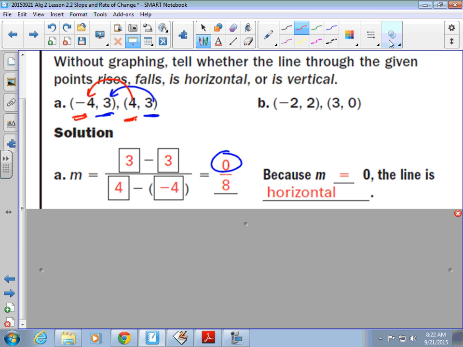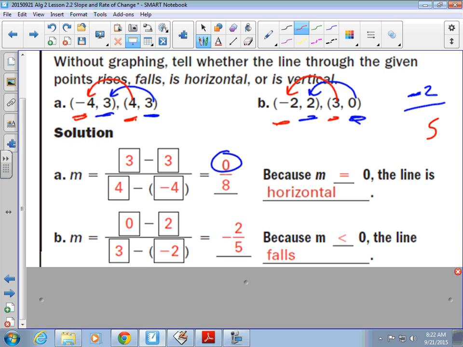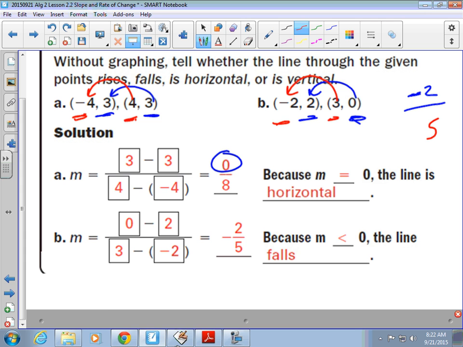B says negative 2, 2, 3, 0. Again, same thing. 0 minus 2 is going to be negative 2 on top. And 3 minus a negative 2. Minus a negative means plus. 3 plus 2 is going to be 5 on the bottom. So we have negative 2 over 5. Since it's a negative value, since m is less than 0, that means the ramp is going down. The little man's walking down the ramp, so it falls.